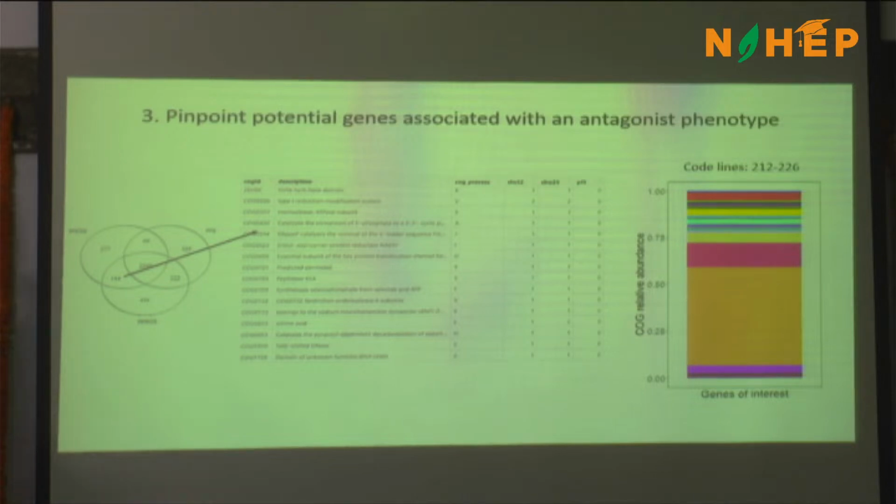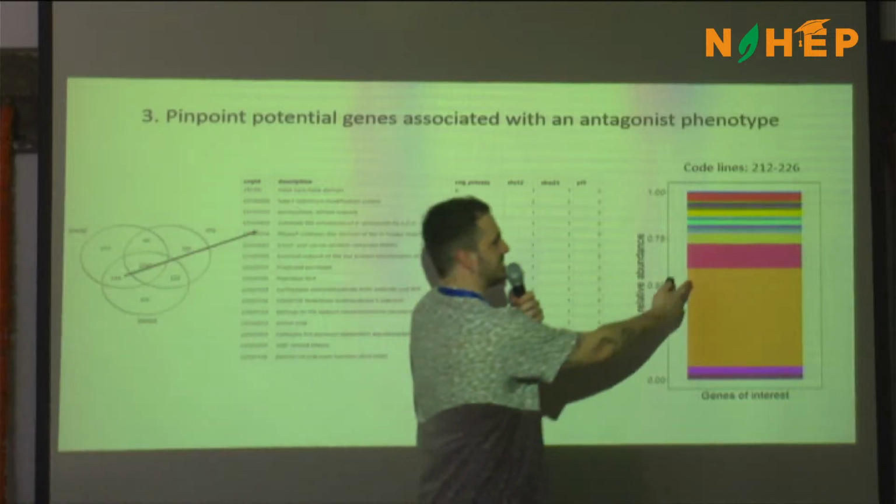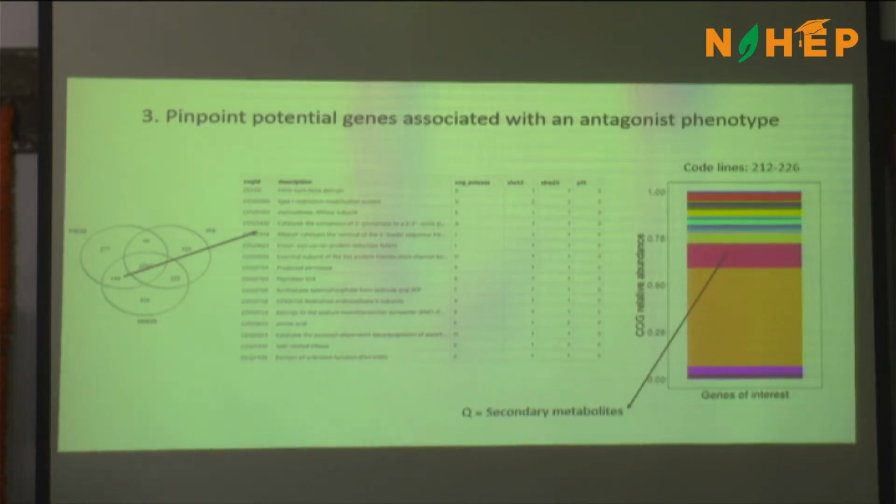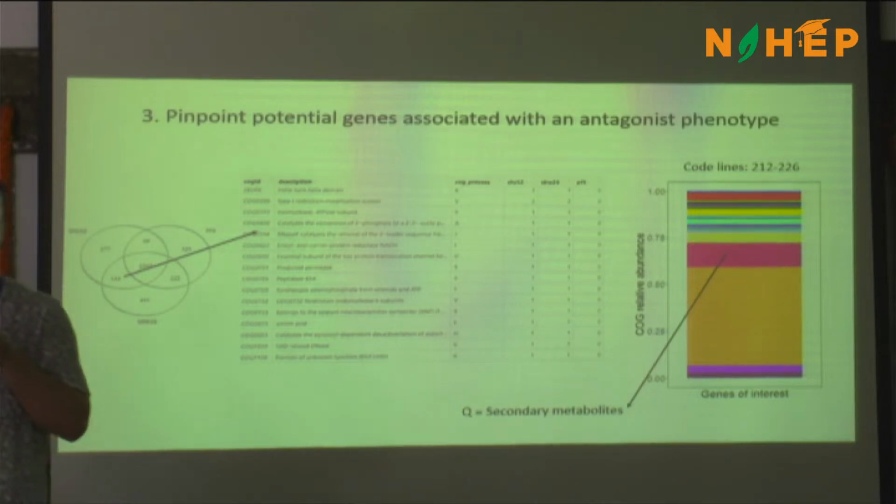So we see one main color. This main color is the COG category function unknown. So this is already telling you that using these annotations, there is still a lot that is unknown. And then we have the second biggest color here, this kind of reddish purple. This one corresponds to the category secondary metabolite that we already saw in the general one. So we are seeing already more hints that there is something to do with this secondary metabolite category, right?